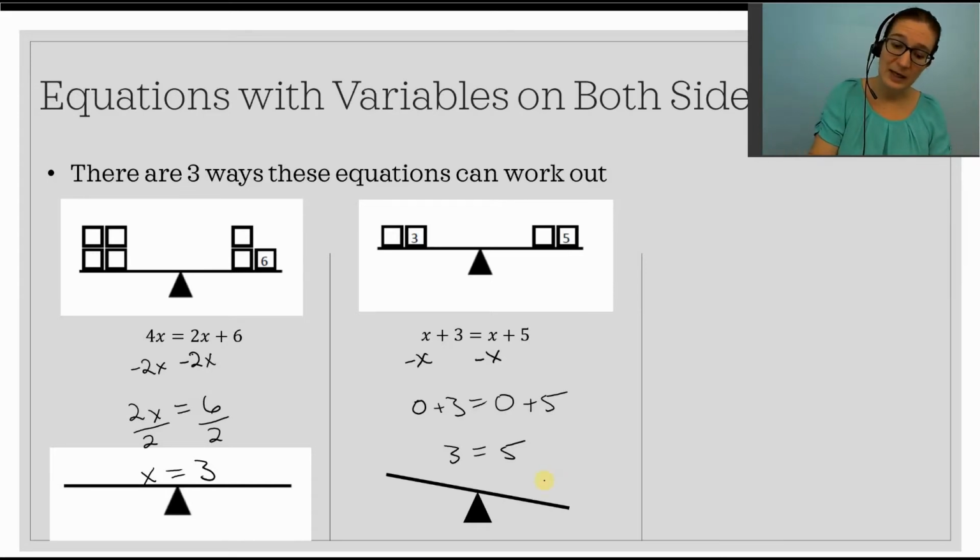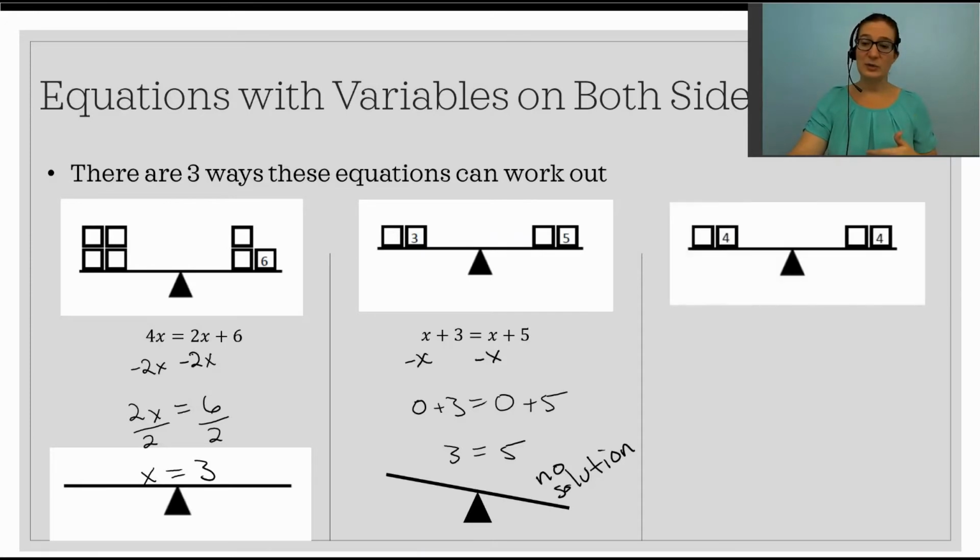So this was a faulty equation to begin with, and there is actually no solution for this. And that's what we would say. We would say there is no solution for this type of a problem. There's no number x could possibly be that would make 3 equal to 5. So this is a special solution. It's where there is no solution. Okay, so our next type of problem is our second special solution.